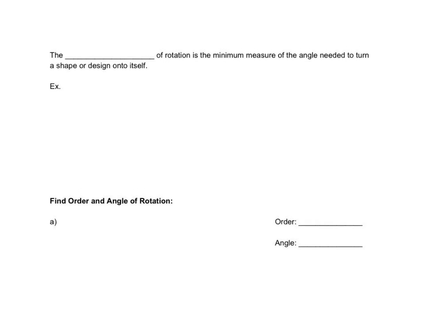The angle of rotation is the minimum measure of the angle needed to turn a shape or design onto itself. You'll have to remember a couple of things here. If we turn all the way around a circle, that angle measure is 360 degrees. Okay, that doesn't look like 360 at all. Let me write that more clearly. 360 degrees is all the way around.